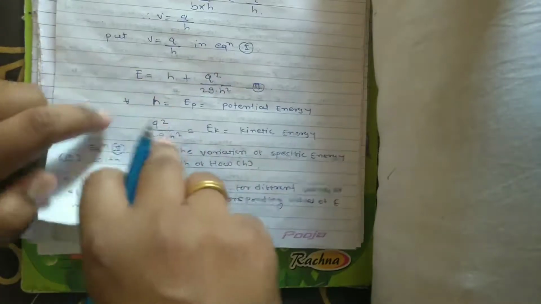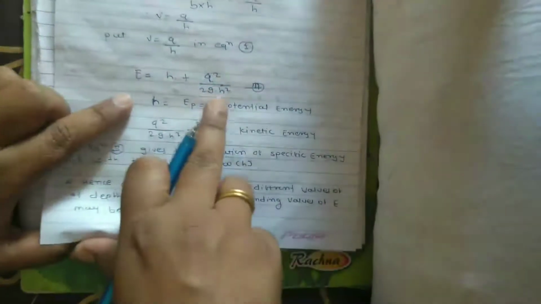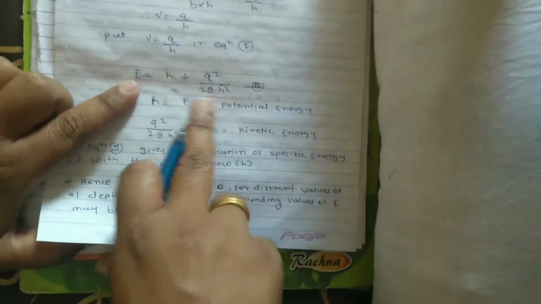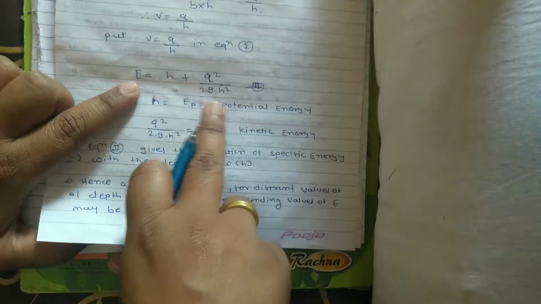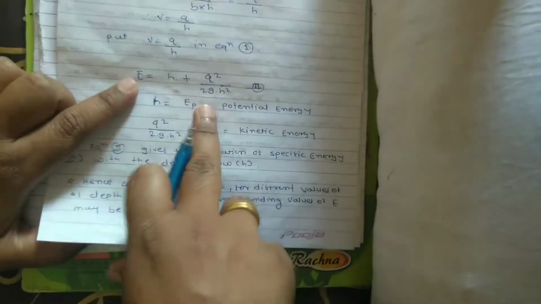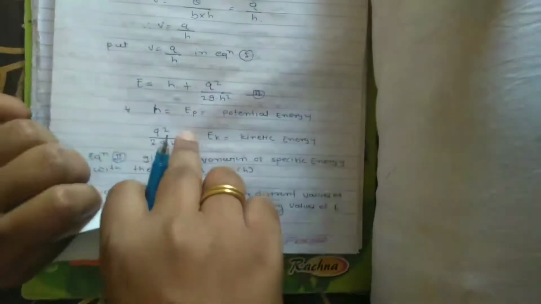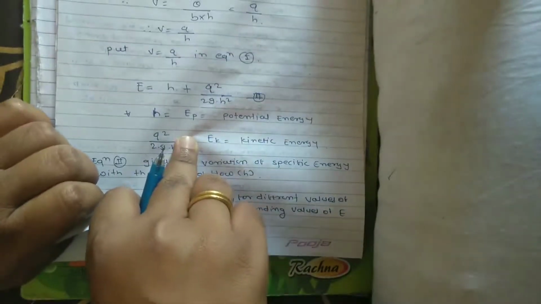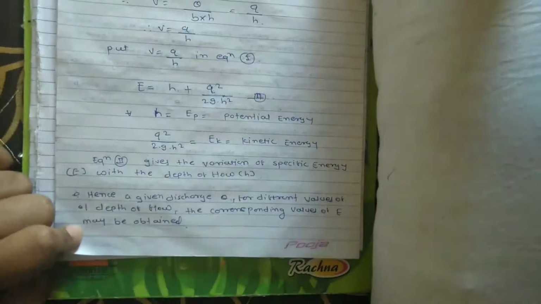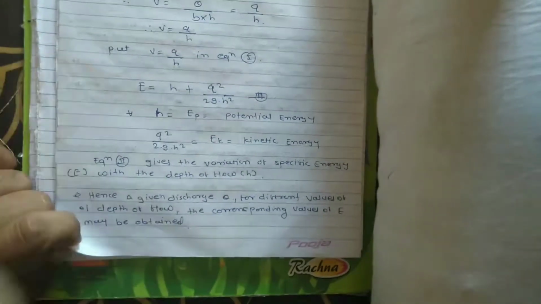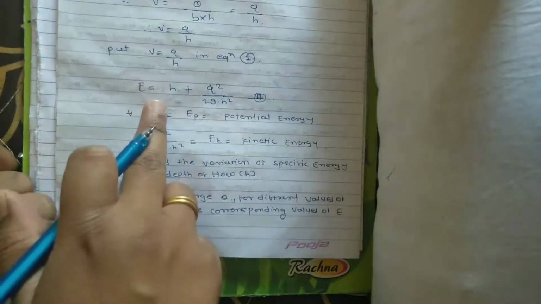Then after that we can plot their curve. Means we have to take different values. Suppose H is equal to 1, then find out E. Then H is equal to 2, find out E. H is equal to 3 meter, then find out E. Like that we will get the variation of that energy with respect to depth of the flow. So the specific energy curve is nothing but the variation of the specific energy with respect to the depth of the flow, or this H. So that is our curve.